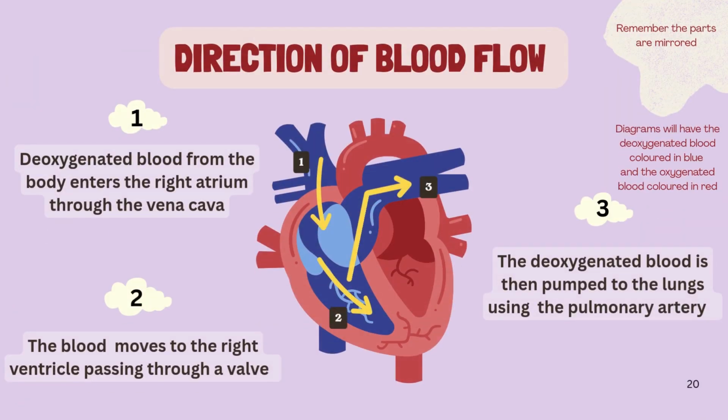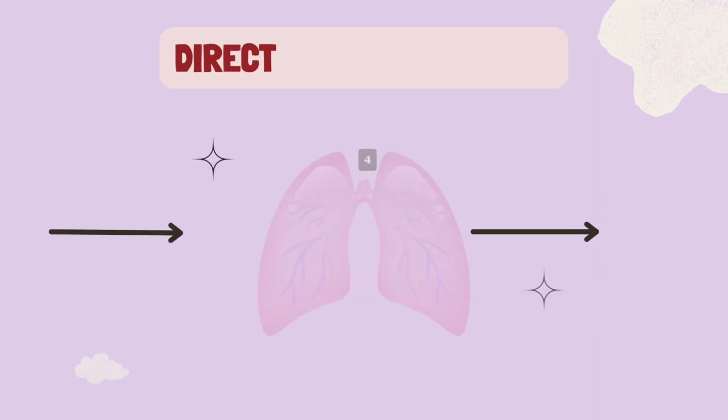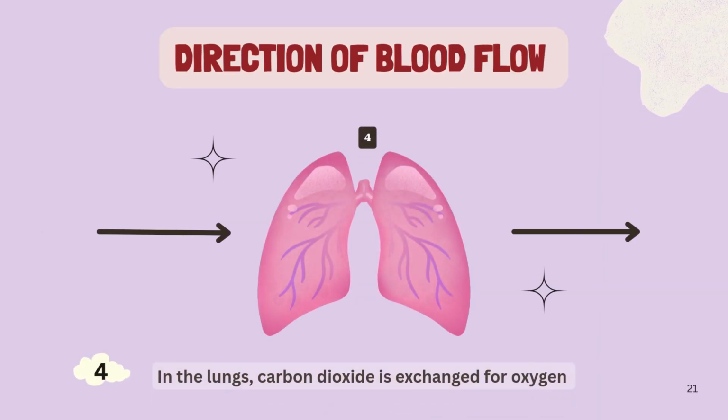So we've looked at the structures of the circulatory system and their functions, but now let's see how the different parts work together to direct blood flow. Number 1, deoxygenated blood from the body enters the right atrium through the vena cava. Number 2, the blood moves to the right ventricle. Number 3, deoxygenated blood is then pumped to the lungs using the pulmonary artery. Number 4, in the lungs, carbon dioxide is exchanged for oxygen.